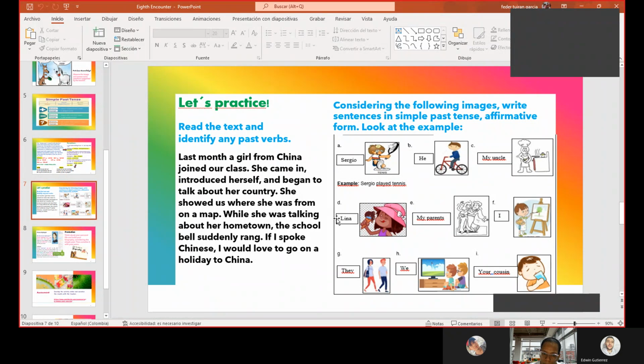Can you see the screen now? Teacher, I'm going to leave the class and I'm going to bathe. Okay. Go and come back.